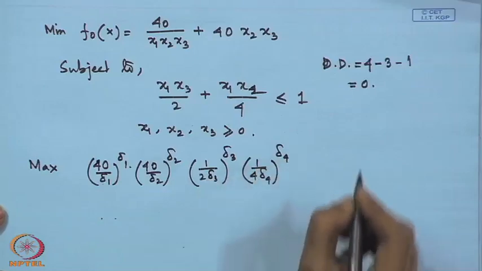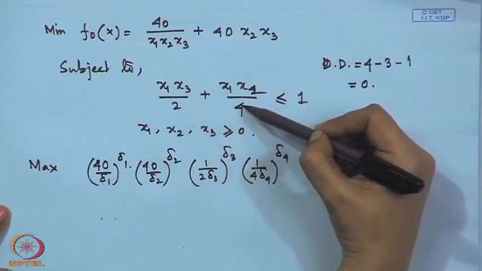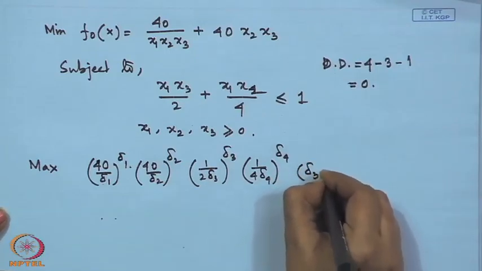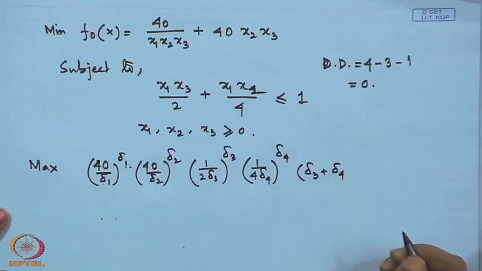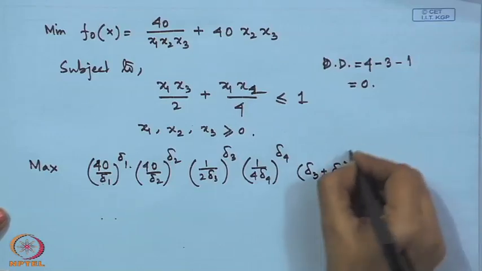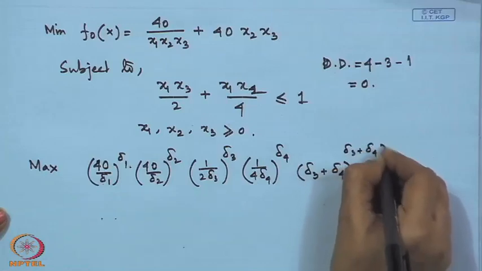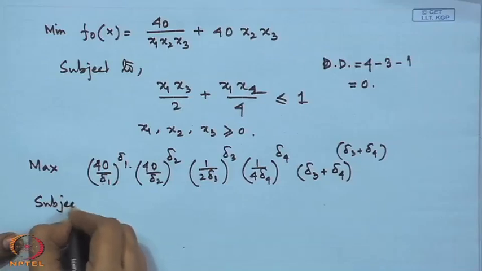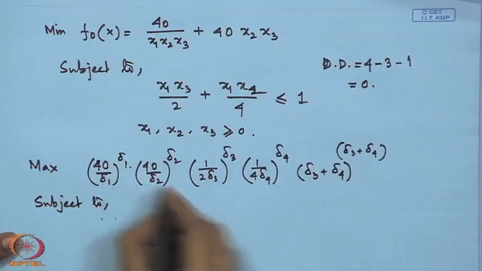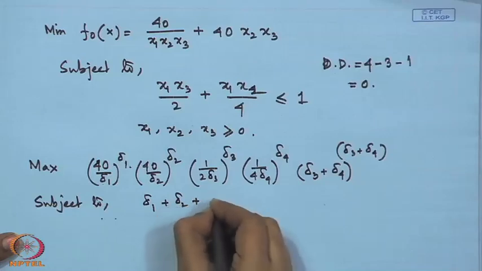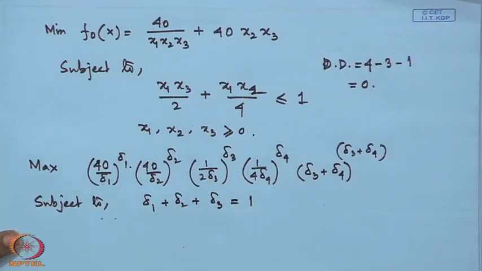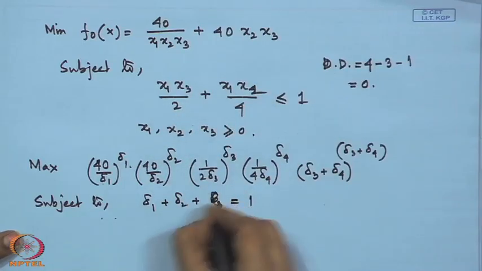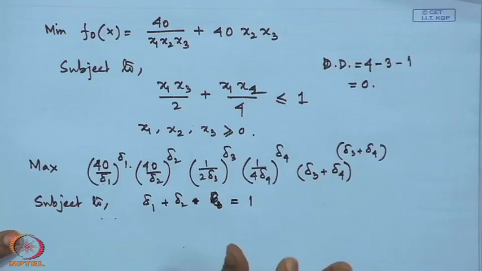What about lambda k? We have only delta 3 and delta 4 in the constraint, so we have only one lambda. Thus, lambda k to the power lambda k, that is my lambda 1, only one constraint we have, to the power delta 3 plus delta 4. This is the dual objective function, and what are the constraints we have? We have the normality condition, that is delta 1 plus delta 2 is equal to 1. These deltas are coming from the objective function. Delta 3 is not there, delta 1 plus delta 2 equal to 1, this is the only constraint.